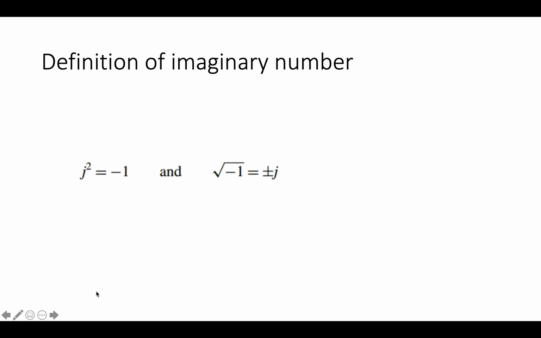So the first thing that we want to do is define what is an imaginary number. You should have seen this in circuits. Basically, the definition is done with imaginary number squared is equal to -1, which then leads to the square root of -1 is equal to plus or minus j.